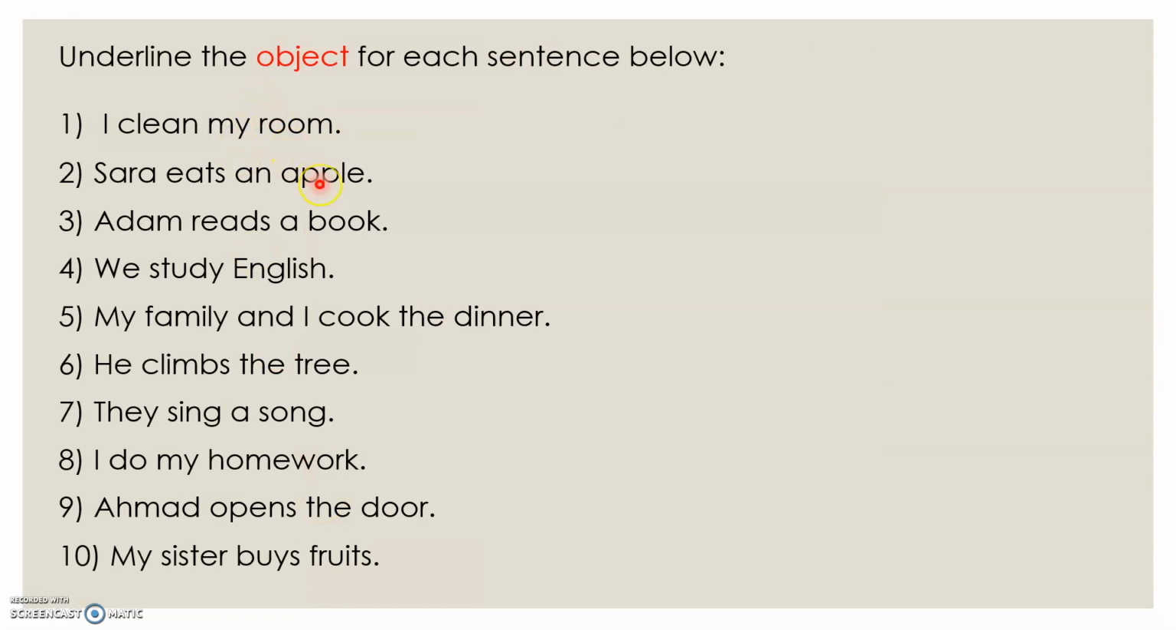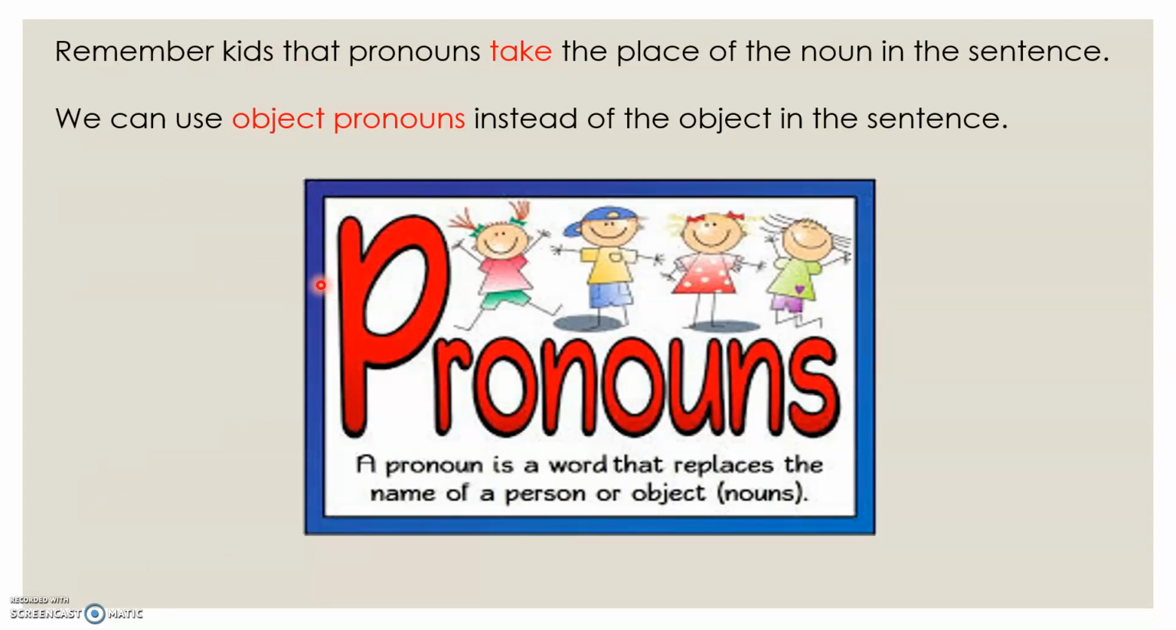But if the noun comes at the object part of the sentence, like for example, my room, this is a noun. An apple, this is a noun. A book, this is a noun. English, a noun. We can replace these nouns with object pronouns because these nouns came at the object part of the sentence, in the place of the object in the sentence, okay? So we can replace these nouns with what we call the object pronouns, okay?